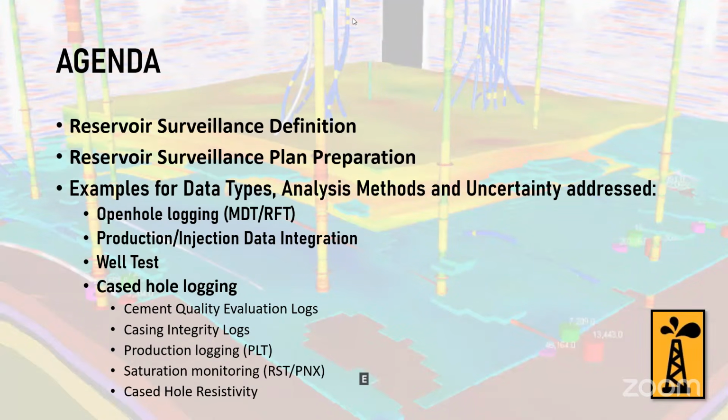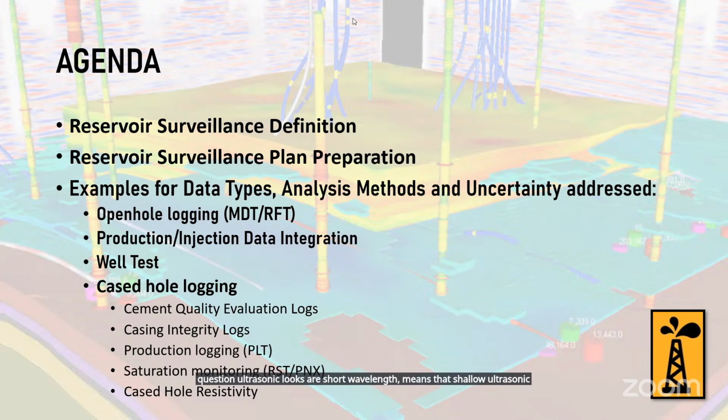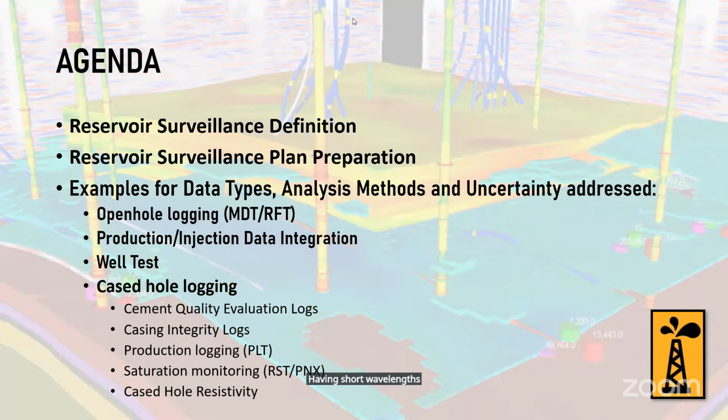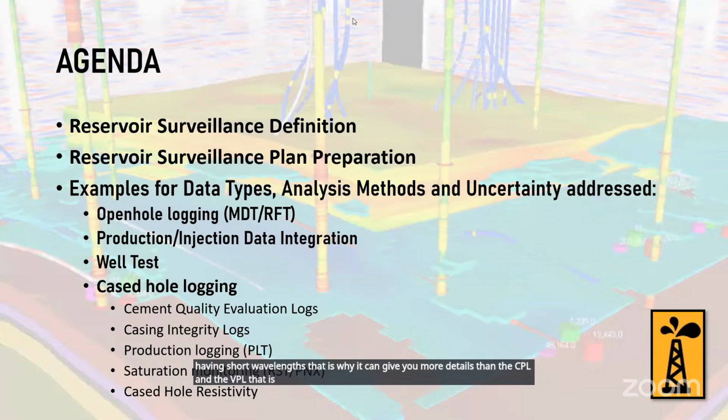Another question: ultrasonic logs have short wavelengths, meaning shallow depth of investigation, so it can see only the cement, casing, or the internal surface of the casing. So the VDL is the only log that shows you the whole wave train from the tool to the formation. As you mentioned, the ultrasonic has short wavelengths. That is why it can give you more details than the CBL and the VDL. That is why the ultrasonic is capable of seeing the channel in the cement.